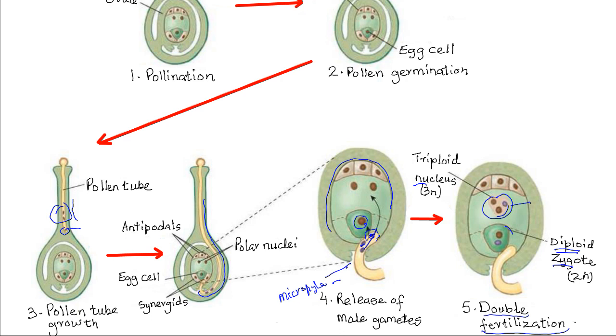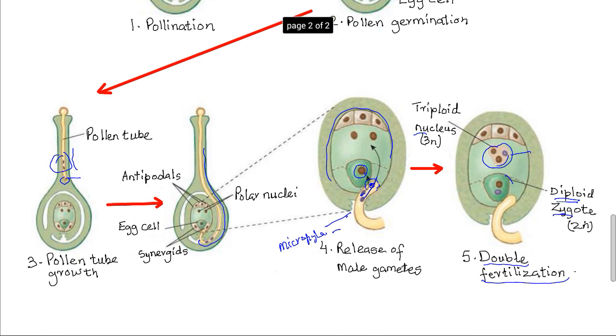Double fertilization is peculiar to flowering plants, whereby there are two fusions, one between the male gamete and the egg cell to produce the diploid zygote, the second one between the male gamete and the polar nuclei to produce the primary endosperm nucleus. So this double fertilization occurs only in flowering plants.